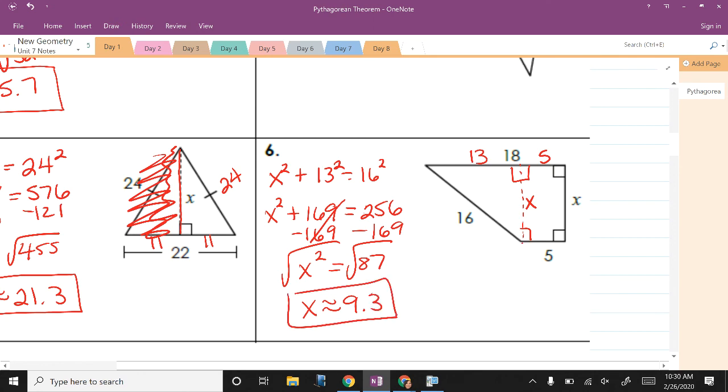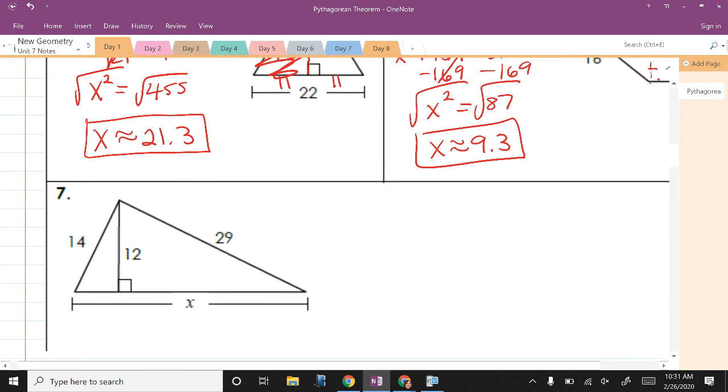And make sure the hypotenuse is longer, and 16 is longer than 9.3. Y'all see how we did that? So I just made a rectangle right here, and since they told me this length, I knew that was the same, and whatever's left over to make it the 18th is what I needed for that other leg. Good job. Let's look at number 7.